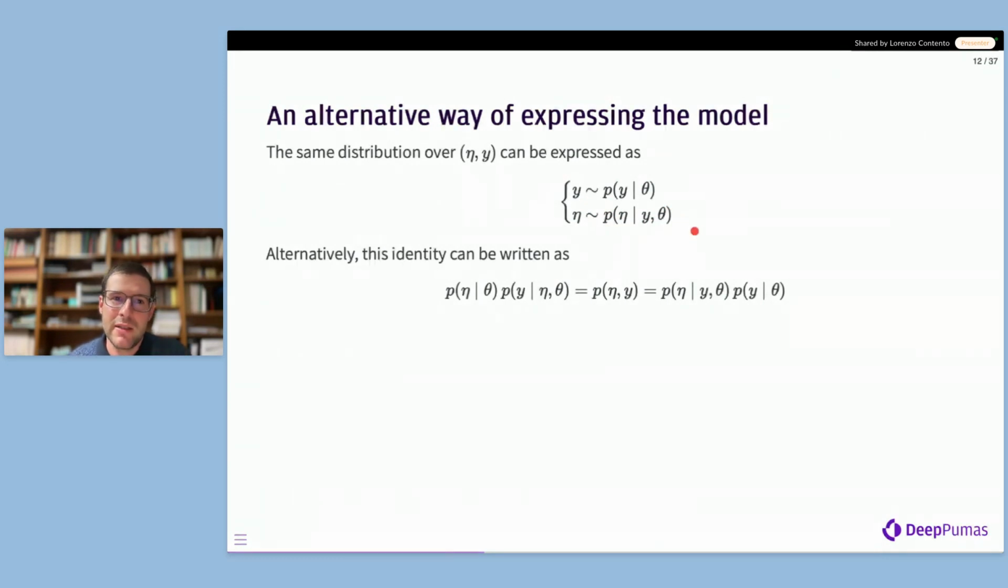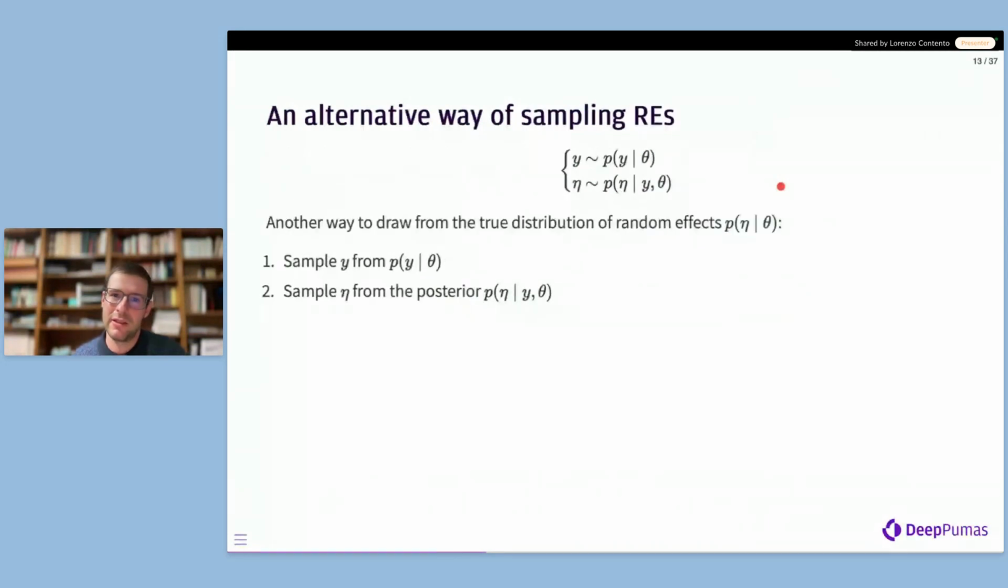This is exactly the same subject, and exactly the same model, and we are just mixing things around, but without changing the distribution. So this suggests another way to sample from the true distribution of the random effects, which is following this procedure: sampling from the distribution of the observations and then sampling from the posterior.